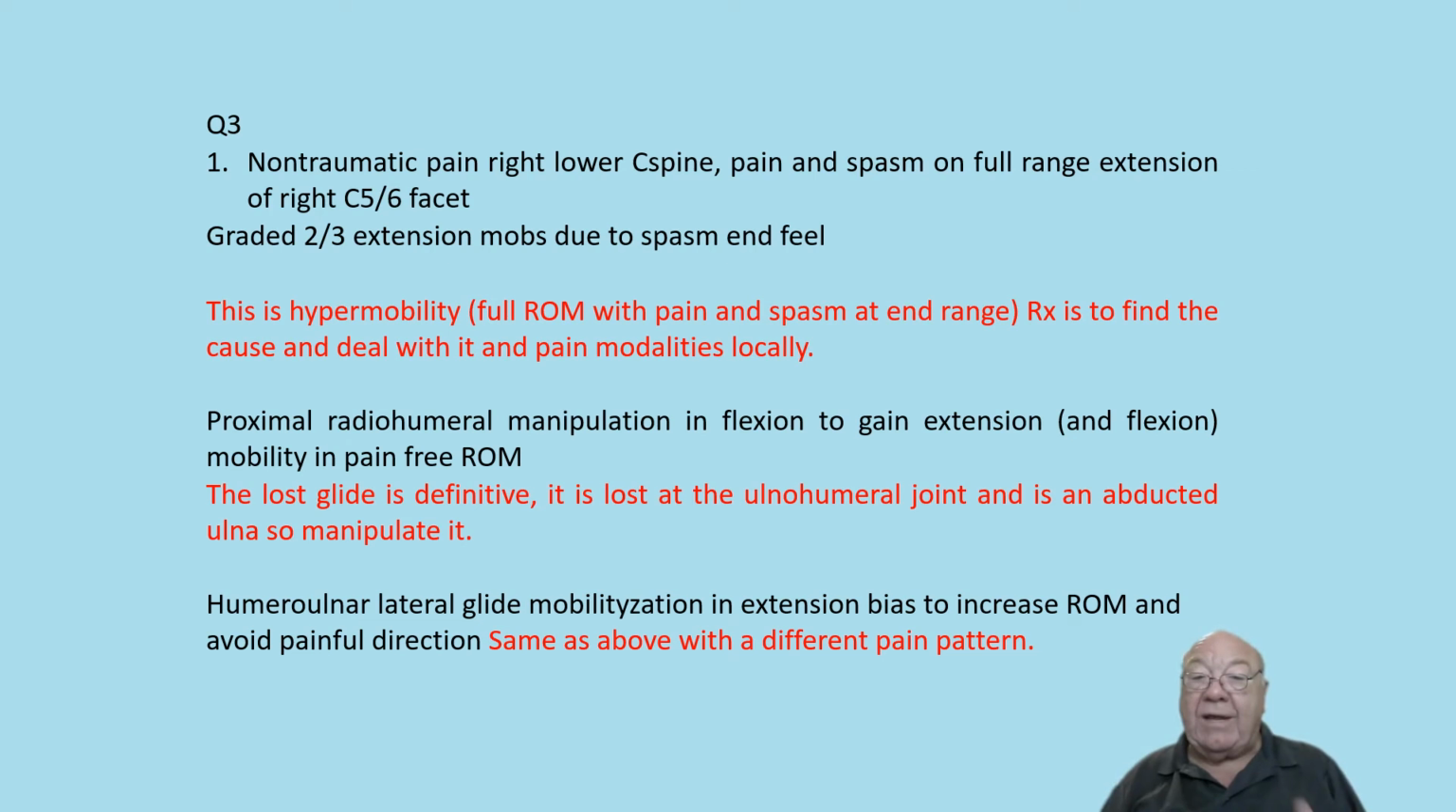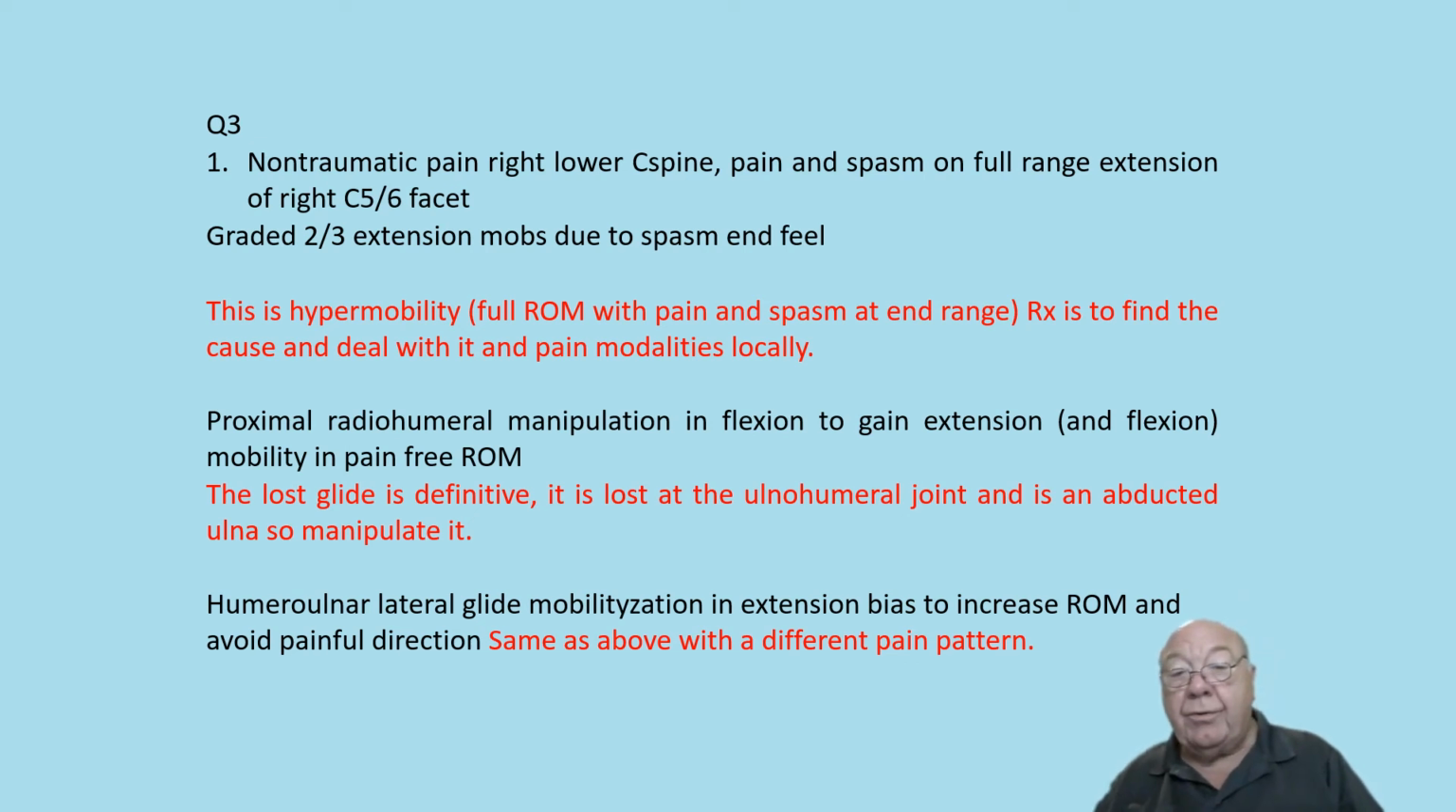But what you missed out on this question, most of you, was the fact that it was at full range. The joint had full range and spasm kicked in at the end of it. So this wasn't hypomobile. This was hypermobile. This is all the characteristics of a painful hypermobility. So the treatment was find what's caused it and deal with it. If you need to treat the local problem, then you treat it with pain modalities. But the main treatment here is get the stress off this so that all of this goes away eventually.